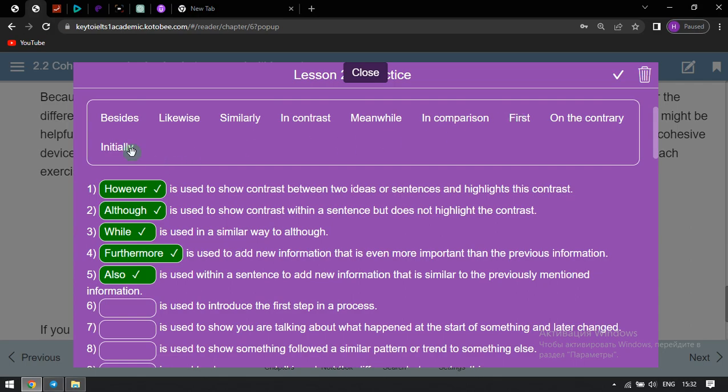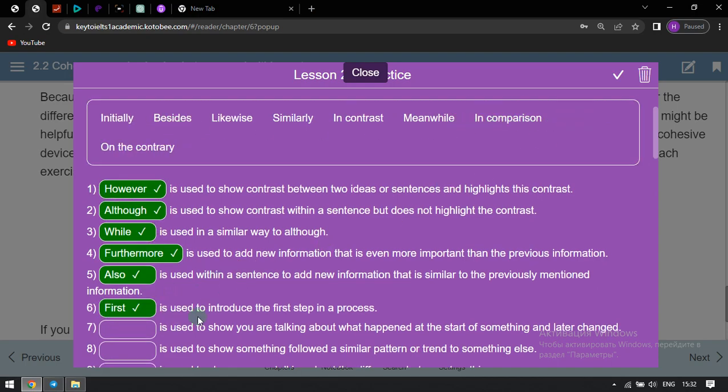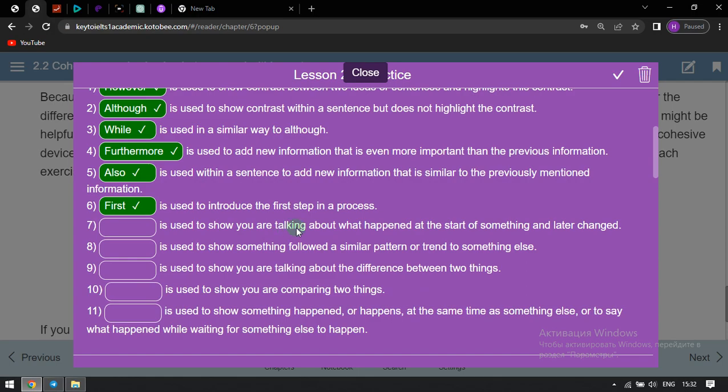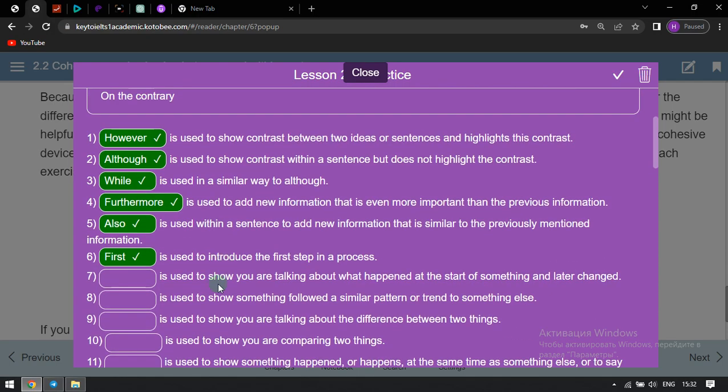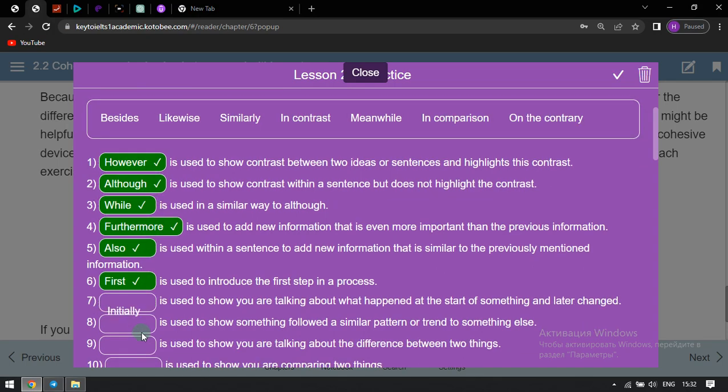Firstly, right? Initially. First step. Initially. Okay, first. Yeah. Is used to show you are talking about what happened at the start of something and later change it. Okay. Avvalida, boshida, keyin o'zgargan bo'lsa initially bo'lar ekan, yaxshi. Initially bilan first farqi, initially boshidagi holatini aytar ekansiz, keyin o'zgargan bo'lsa, mana shu initially ni ishlatar ekansiz.